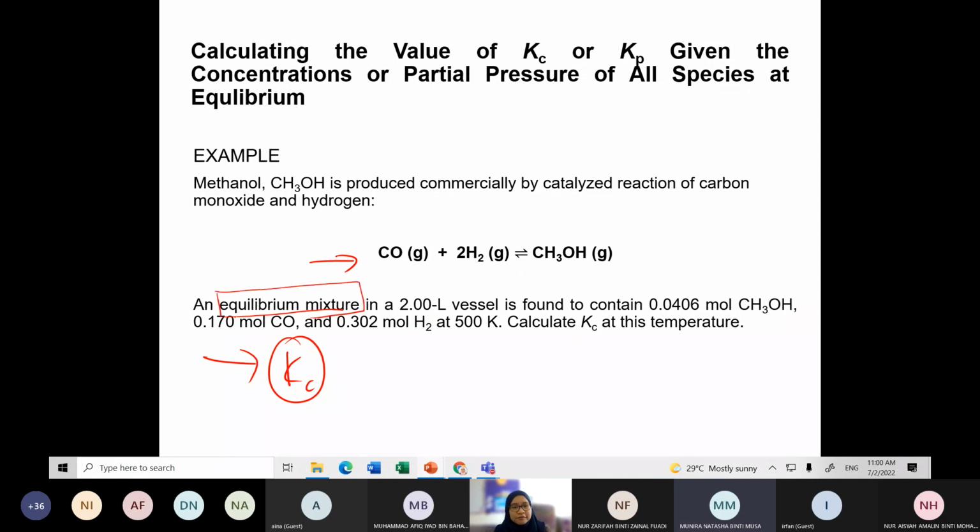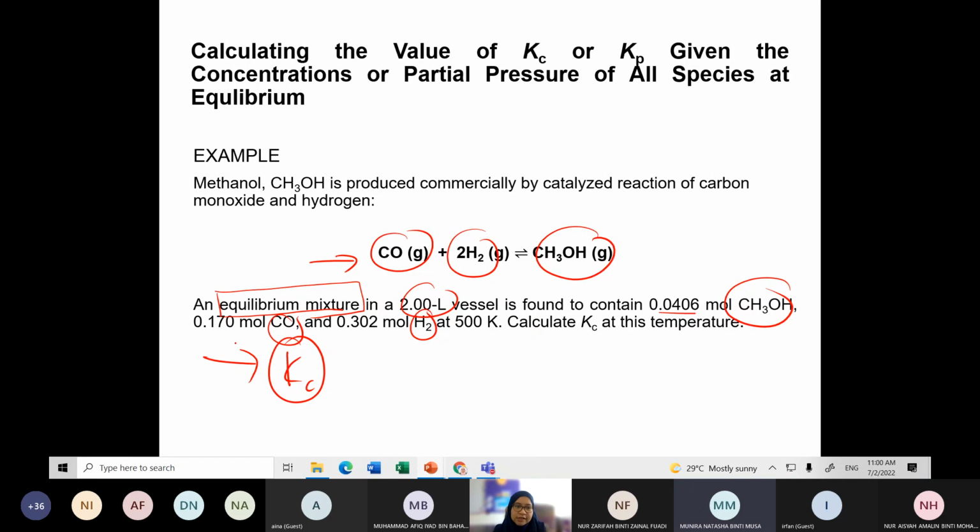So you have to confirm. How do you confirm? You have to look for this term, equilibrium mixture ataupun at equilibrium. So it shows that the values given are at equilibrium. At equilibrium, a 2 liter vessel is found to contain 0.0406 mol for methanol, which is the product, and then we have CO, and then H2. As you can see, we don't have liquid, we don't have solid, so all will be included in the Kc. Calculate Kc at this temperature.